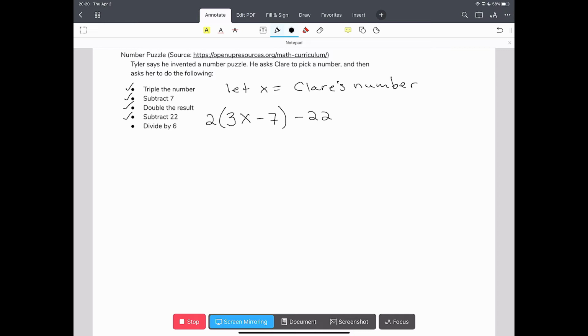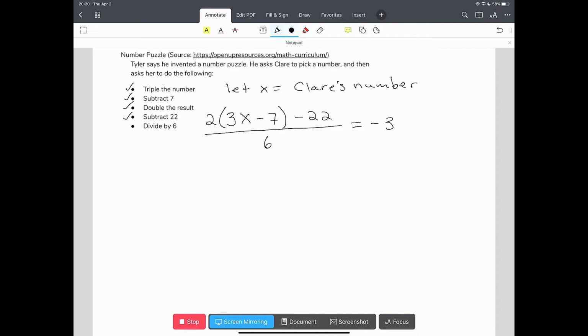The last step is to take the amount and divide it by 6. And when we've done that, the result that Claire had was -3. So we've come up with an equation, and with this equation we can now solve for x. We can work backwards and find out what the missing value is, and hopefully it'll be 3.